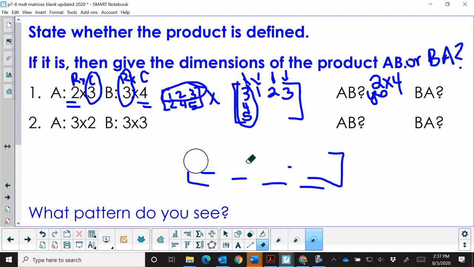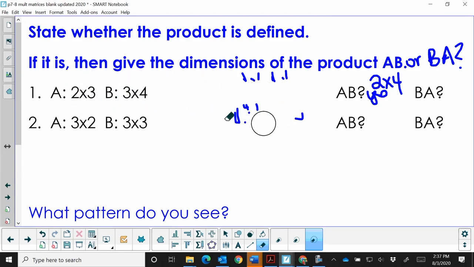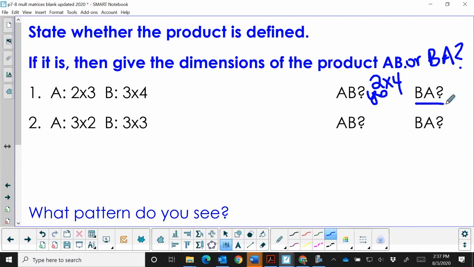That's how to start the problem. That's how you decide if you can multiply them. Okay, now let's reverse it. Let's look at can I multiply B times A. So that means I would multiply 3 by 4 times a 2 by 3.